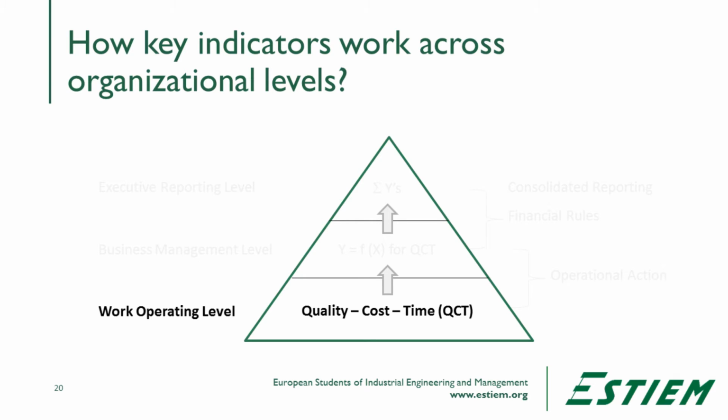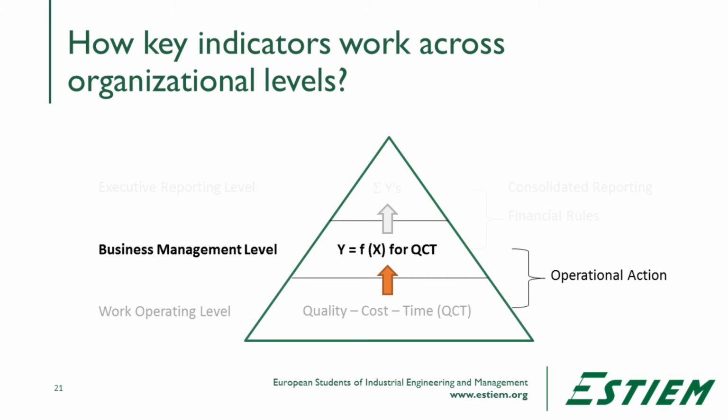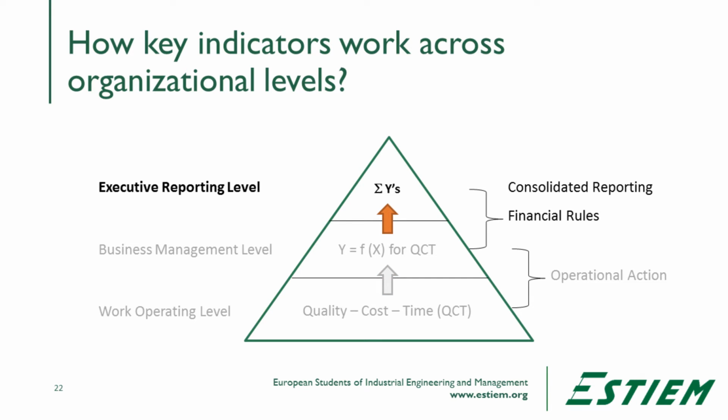So what happens in a process is, at the work level, we have these measures: quality, cost, and time. At the business level, we're going to convert them into some formula to estimate the performance of the process. And y is a function of x will be a function of quality, cost, and time. And then we make a consolidation of those y's, and we turn the language from the reporting structure at the base level into some sort of financial measurement system that we use for the financial rules that express the expectation of financial performance for the system.